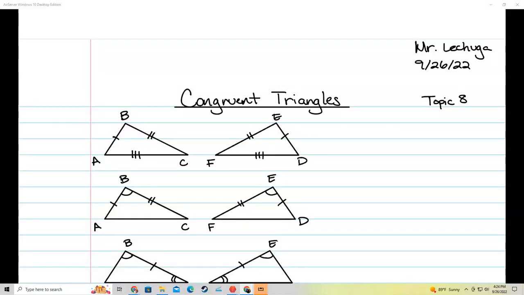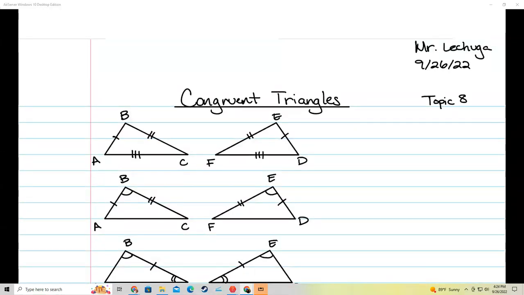Okay, this is topic number 8 called congruent triangles. Just so you know, this is going to be a cheat sheet for what we're going to be doing the next few weeks. At first, it's not going to make too much sense, but just bear with it, and we will get through it, and it'll make more sense as the weeks go along. Okay, so the first thing we want to look at is how we establish what a triangle is.